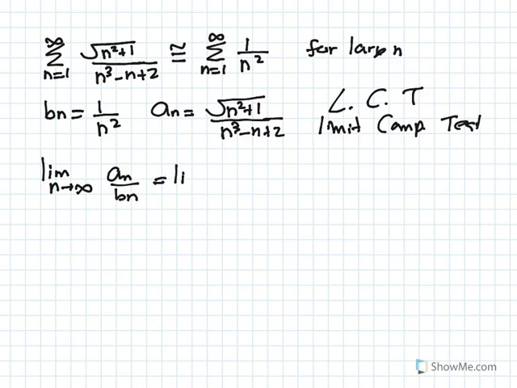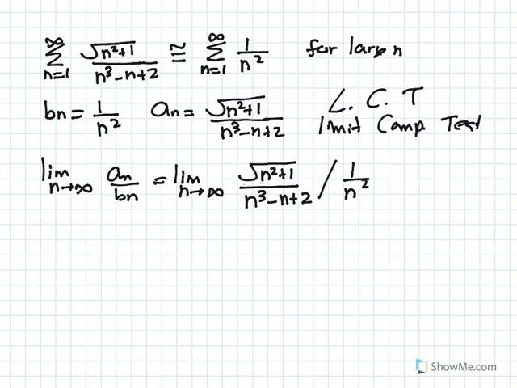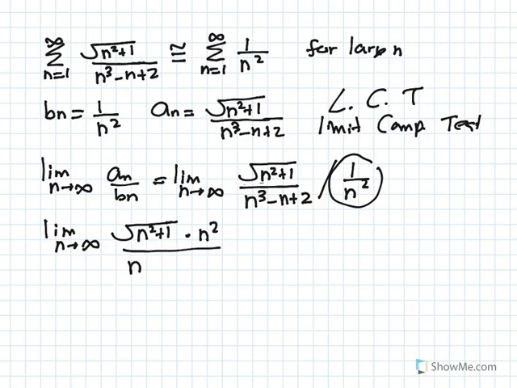This is equal to the limit as n approaches infinity of root of n squared plus 1 divided by n cubed minus n plus 2. Let me write this a little bit better: divided by n cubed minus n plus 2 divided by 1 over n squared. So we reciprocate 1 over n squared. We get the limit as n approaches infinity of root of n squared plus 1, and flip this part here, multiply by n squared divided by 1, times n squared divided by n cubed minus n plus 2.